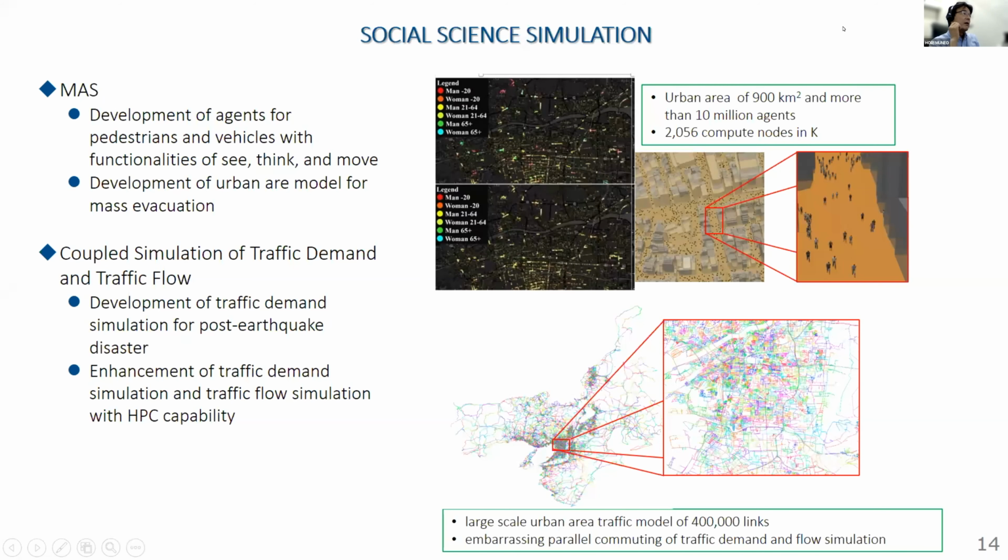And this is sort of a world fastest class because it is operated on K and Fugaku. And also we do the coupled simulation with traffic demand and traffic flows. Next one, please.